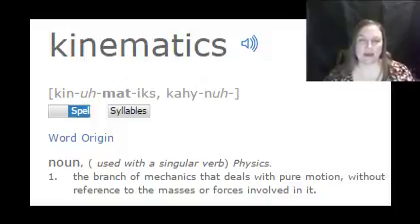Okay, so let's pause that video for just a second and let's talk about kinematics. What is kinematics, all right? You may want to know the definition. You may see it again. Kinematics is essentially a branch of mathematics that deals with pure motion without reference to the masses or forces involved in it. And that definition of kinematics is coming from dictionary.com. Okay, I went ahead and looked that up for you. All right, now let's get back to our video.